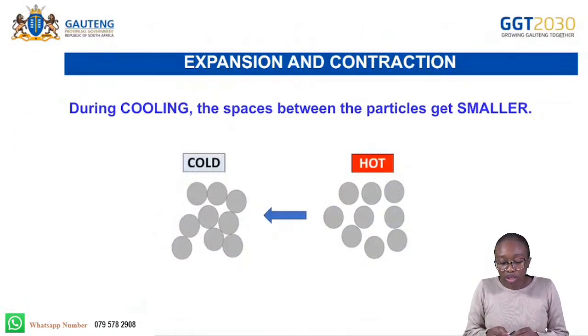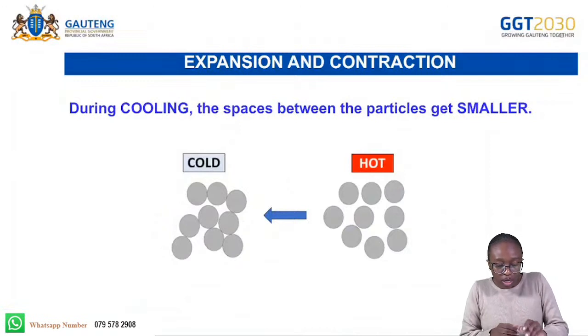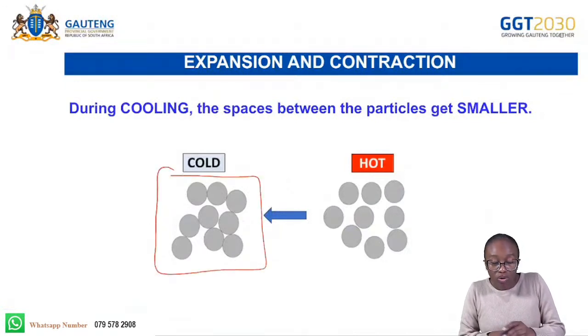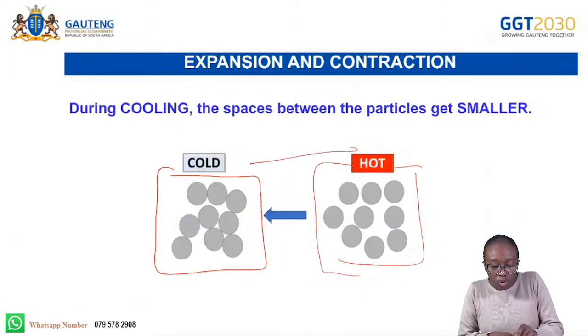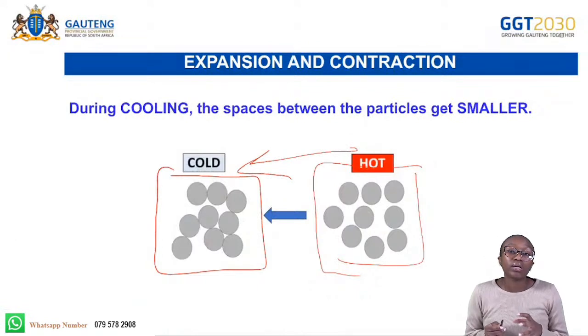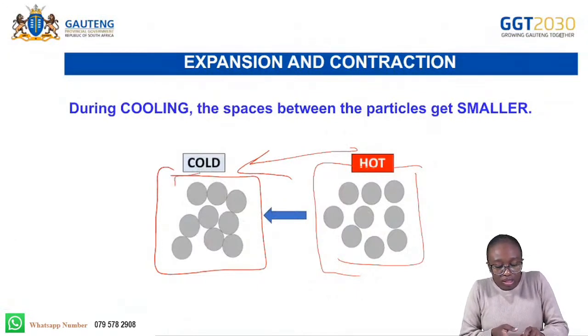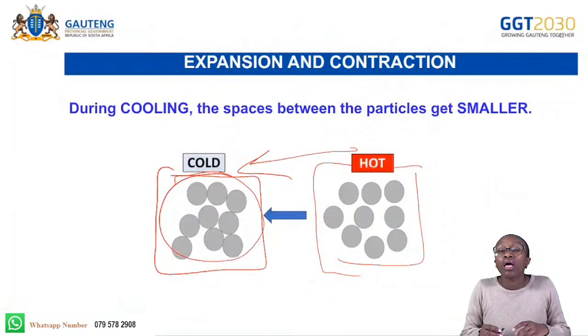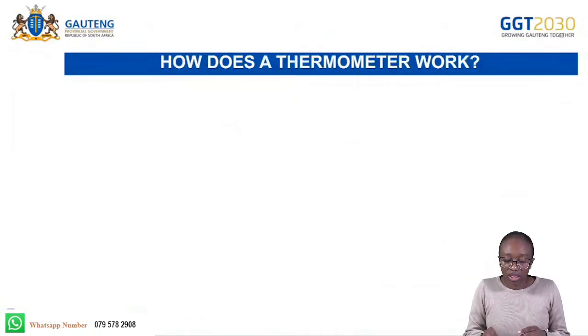During cooling, the spaces become smaller. This is when the material is at a colder temperature, and this is when the material is at a hotter temperature. If we cool this material, the spaces become smaller. The particles come closer together. As you can see, these ones are now closer to each other.